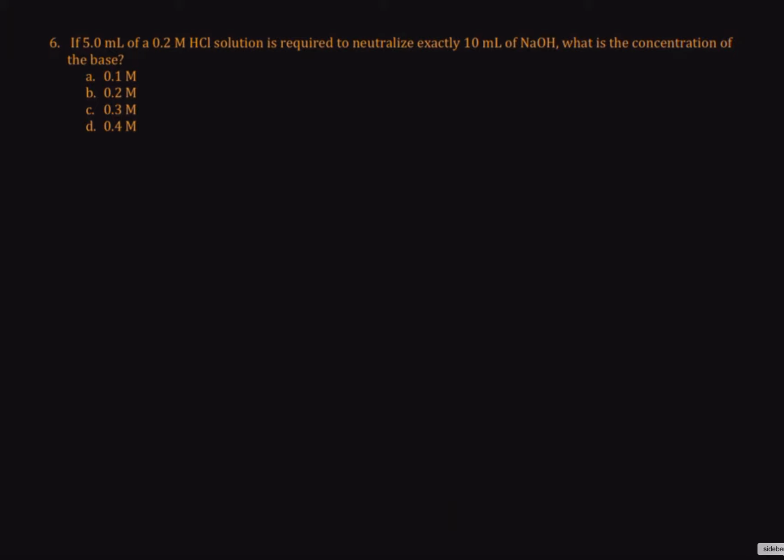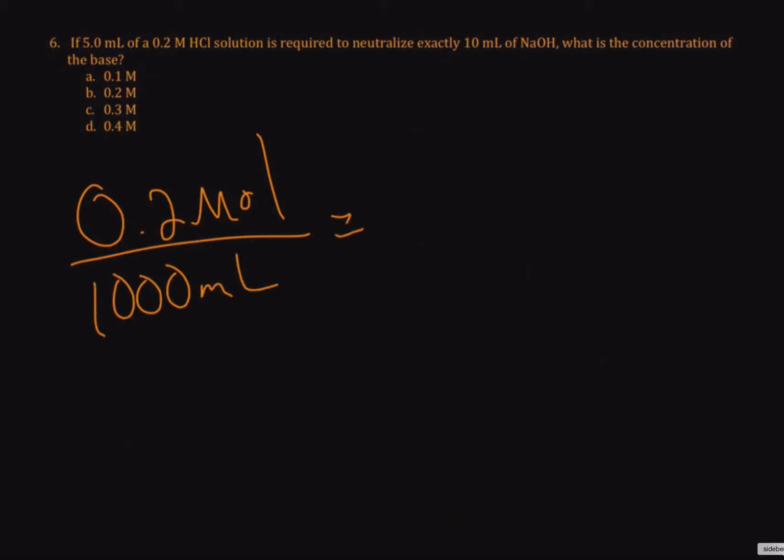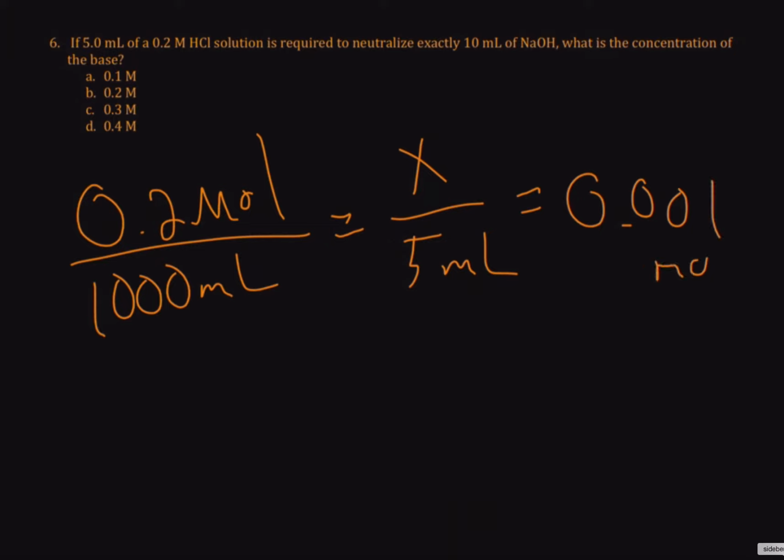So how many moles were neutralized? It's 0.2 molar, which means moles per 1,000 milliliters, or per liter. How many moles were there in the 5 milliliters? Well, when we do that out, we find that that would give us 0.001 moles. That's how much hydrochloric acid we used.